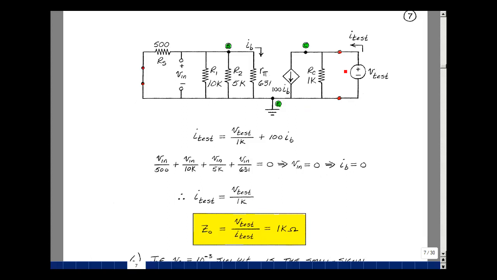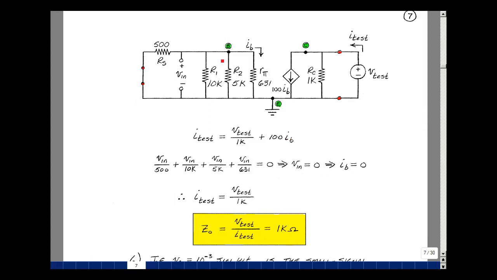So we need to apply a test voltage, measure a test current, or vice versa would also work. If I apply a voltage V test, the current I test is going to flow, and then the current in this resistor is going to be V test divided by 1K, and the current in this controlled source is 100 I sub B. I have I test in terms of V test, but also in terms of I sub B. So I need another equation in terms of I sub B in either of these two.